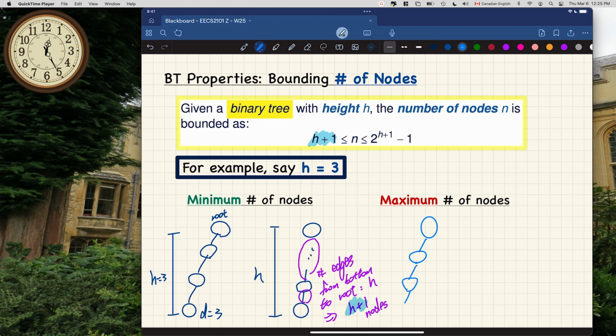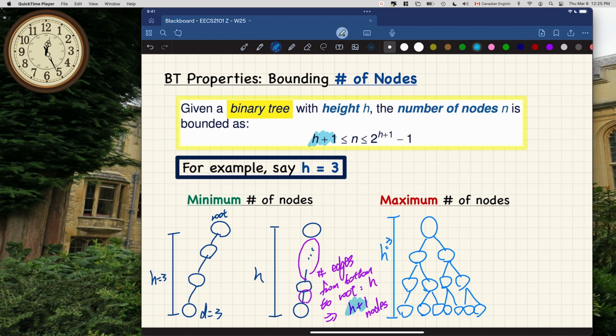1, 2, and 3, right? So that's a minimum. Now I want to make sure I got 2 children for every level, for every internal node. So I think about this here. Let me just write something down here and I'll contrast for you. This is h equals 3. Because I got, for example, maximum depth is still 1, 2, and 3.